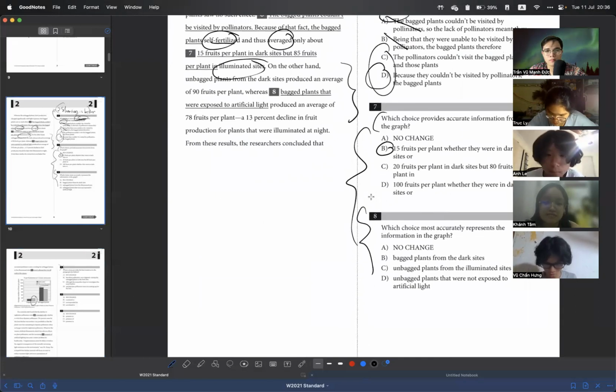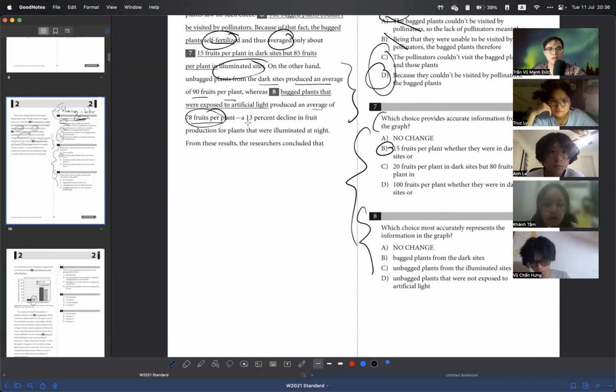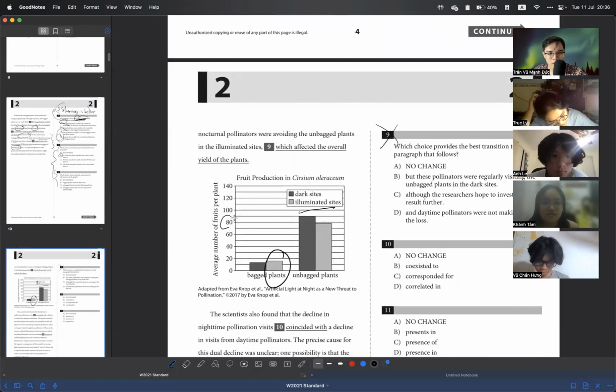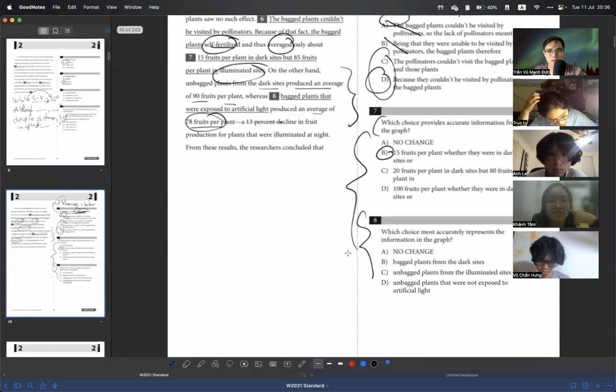C. Let's see. On the other hand, unbagged plants from the dark sides produced an average of 90 fruits per plant, whereas bagged plants that were exposed to artificial light produced an average of 78. So this is the one at 30%. It doesn't show. So 78. What is the nearest to 78? It is below 80. So this is the only thing. Illuminated sites in unbagged plants? Yeah, C, the only thing.